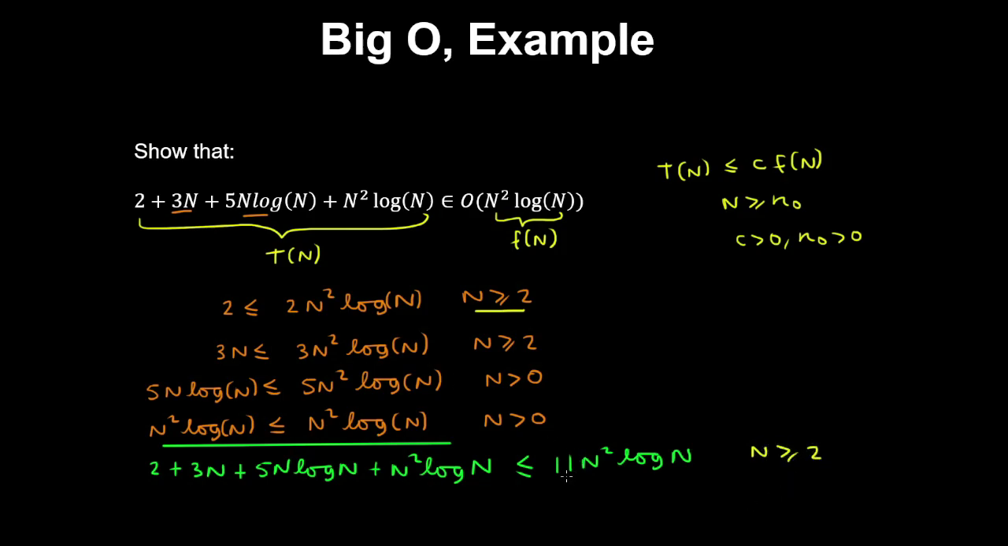So effectively, if we compare this with our big O notation, we have this function is t of n, and this function is f of n. So the constant c is equal to 11. So generally, we replace each term by a multiple of the fastest growing term, being n squared log n.